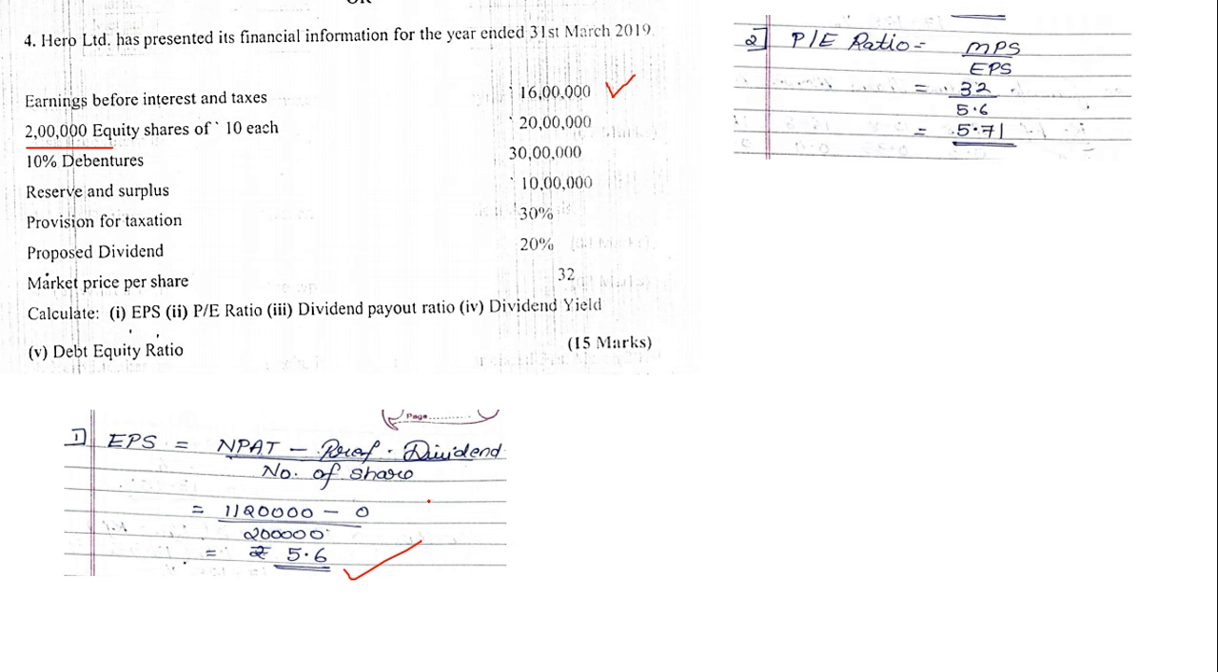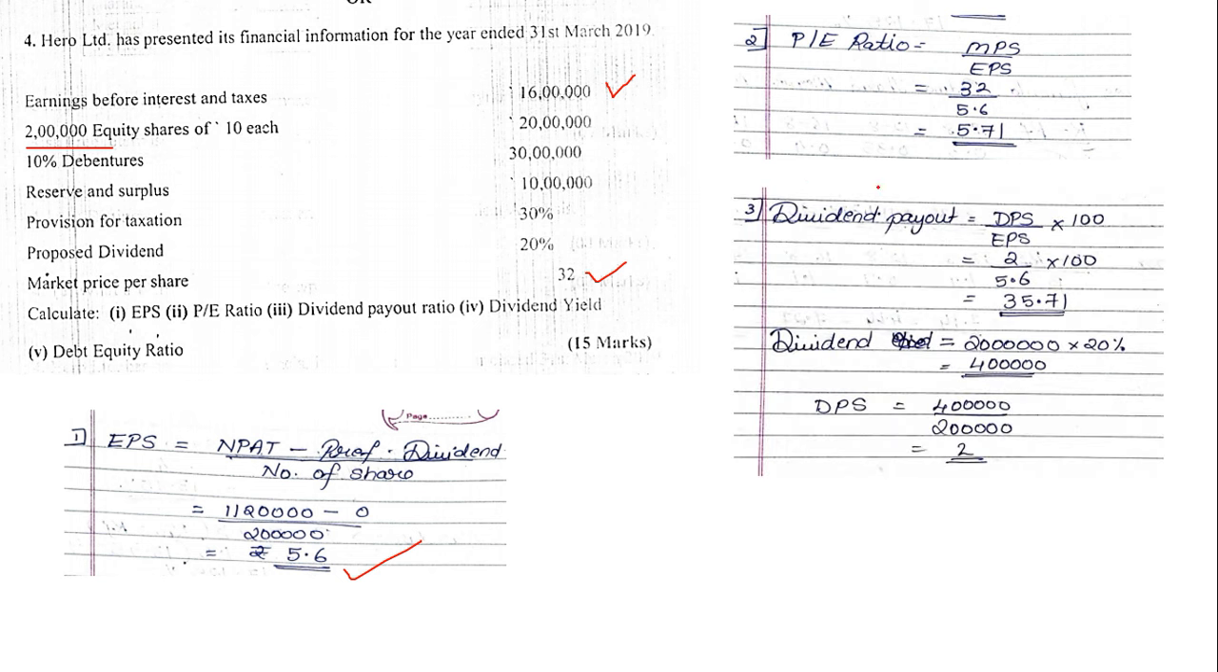Next is PE ratio. PE ratio is market price per share upon earning per share. Market price is 32, earning per share is 5.6. Divide, we get the value as 5.71. Next, dividend payout formula is dividend per share upon earning per share into 100. Now, dividend was given as 20%. So 20% of equity, because preference is not given. So 20 lakh's 20% is 4 lakh, divided by 2 lakh number of shares. So the dividend per share comes to 2 rupees. So 2 upon 5.6 into 100 is 35.7.